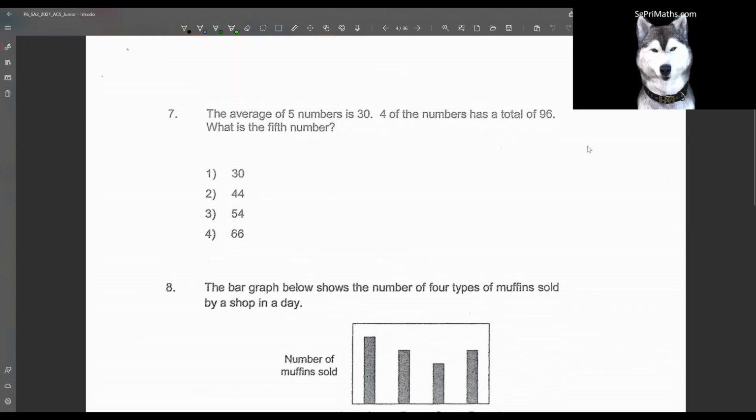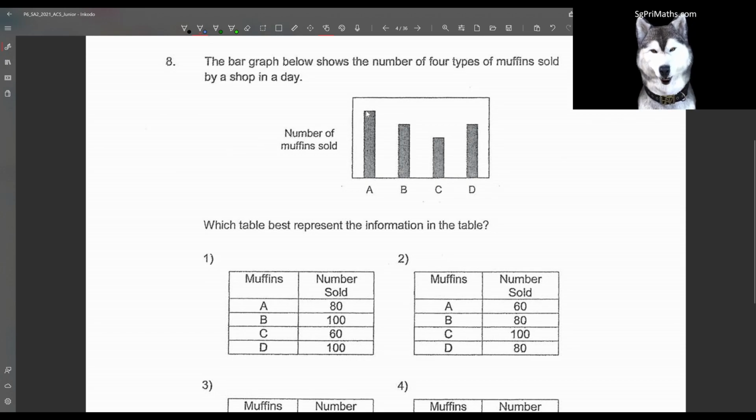Question 7. The average of 5 numbers is 30. So that means the total is actually 5 times 30 gives me 150. 4 of the numbers had a total of 96, so that means the fifth is equals to 150 minus 96. This will give me 54. Answer is 3.